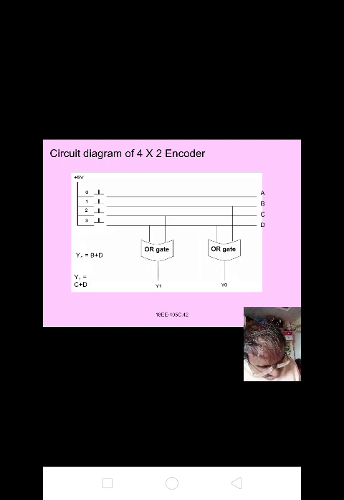Now the equations for y1 and y0: y1 equals b plus d, and y0 equals c plus d. Okay, please take a glance at it and draw the diagram correctly.